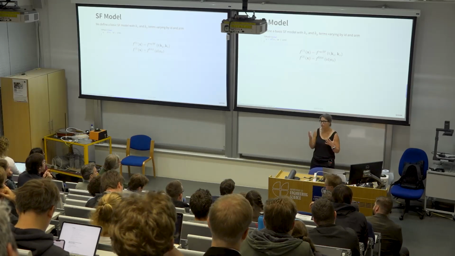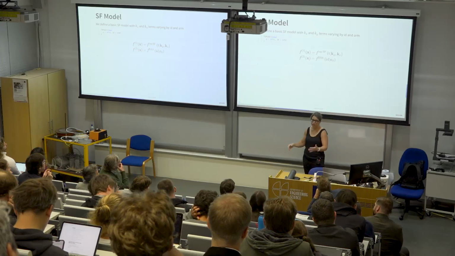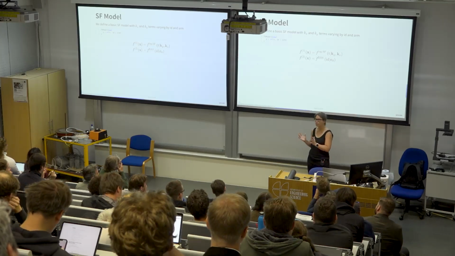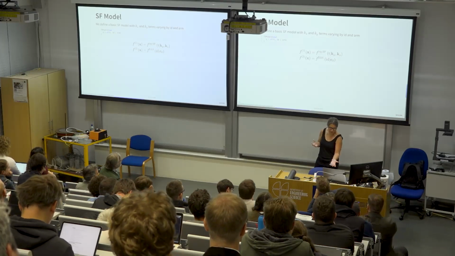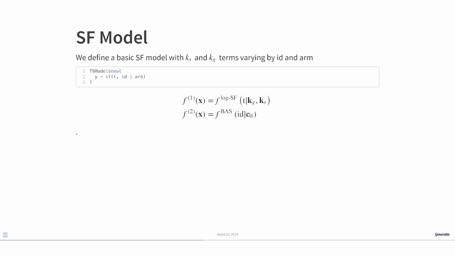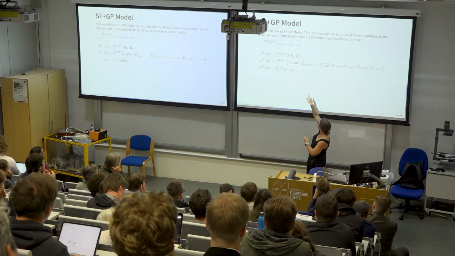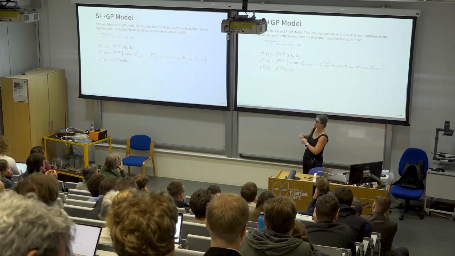So we're going to look here at 3 candidate models. We're going to fit them to simulated data that recapitulates some of the problems that we see in practice, and then I'll show you some of the results. So that's the rest of this talk. The first model is the standard SF model with effects per ID and ARM. The second is this SF plus a GP term. So here we're fitting the GP to time by arm, after using the SF as the mean function.